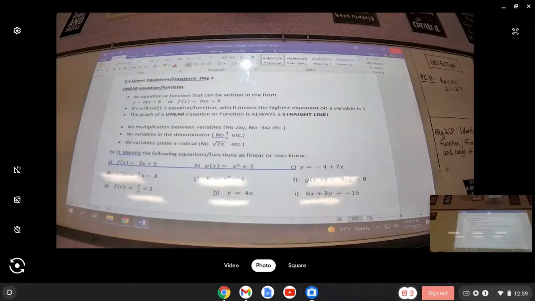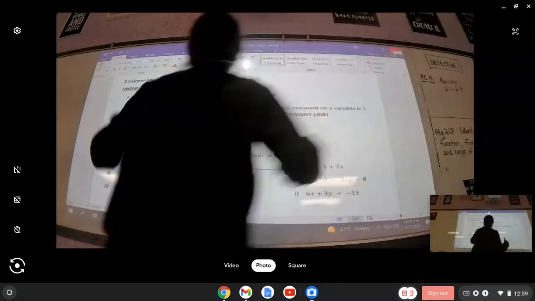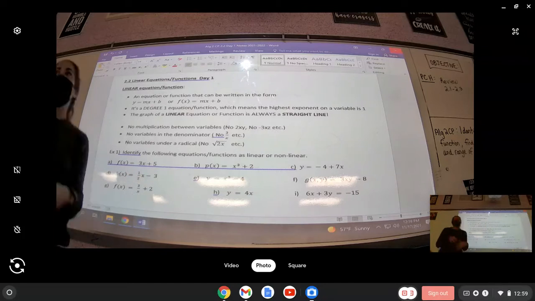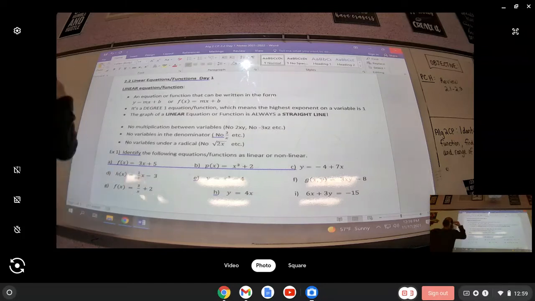All right, so guys, we are going to be working with either a linear equation or a linear function. Really, it just comes down to whether or not they use y or f of x. If they use y, we call it an equation. If they use f of x, we call it a function. But at the end of the day, they are linear.